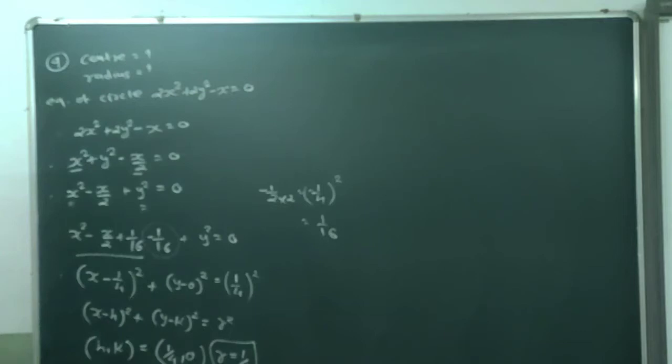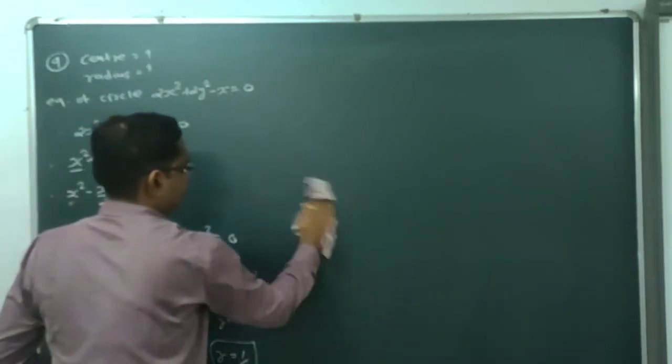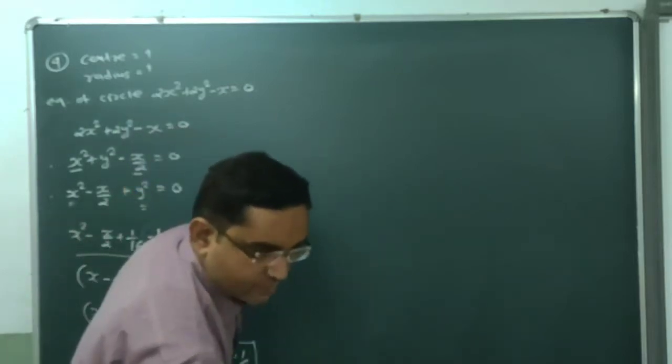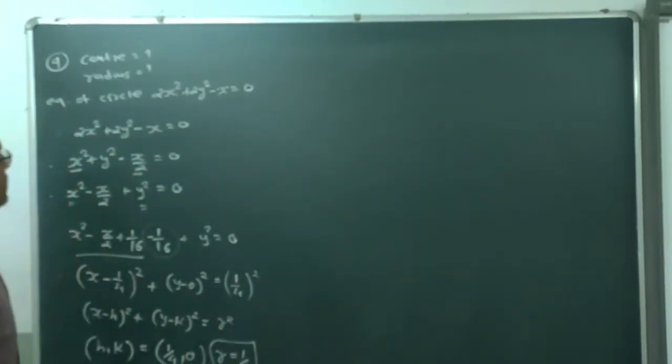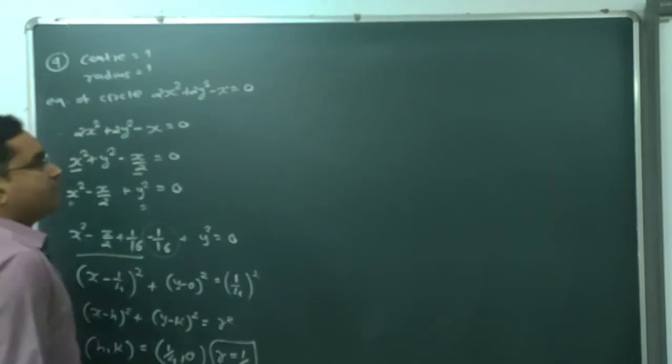Is that clear, students? So this is how you can solve by the first method. Second method, by using the general formula. This was the solution of the question by using the standard equation of circle. Now we have to solve this same equation by using the general formula.